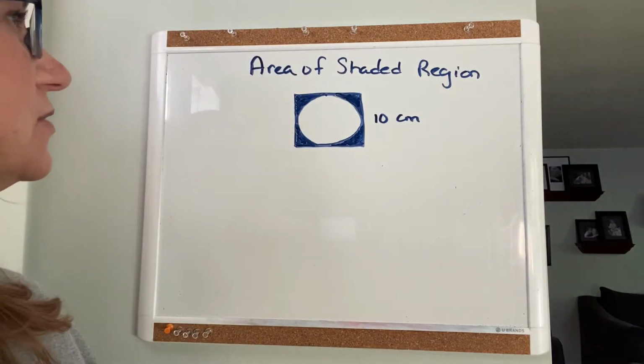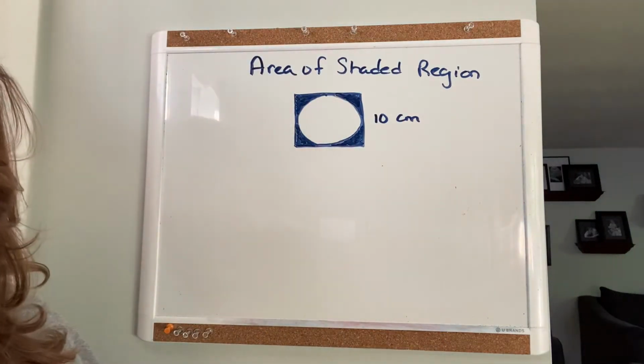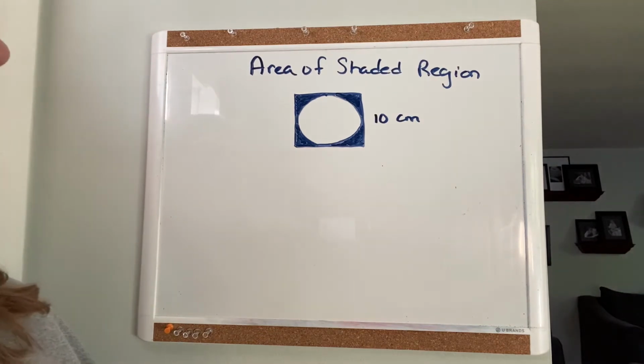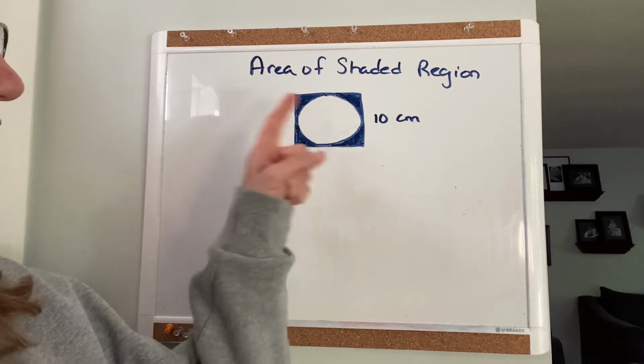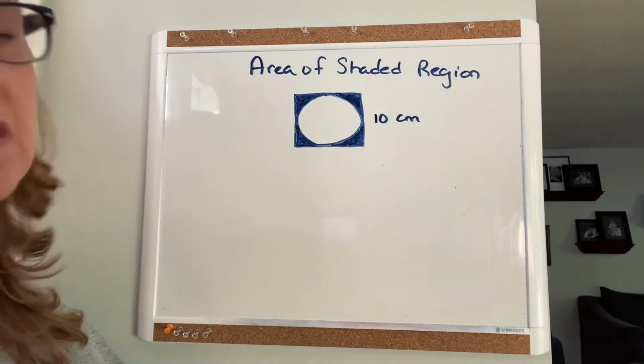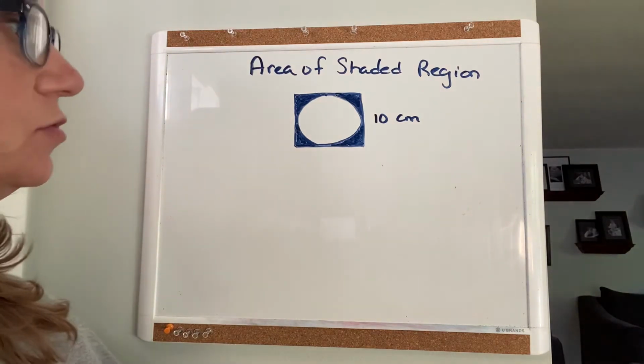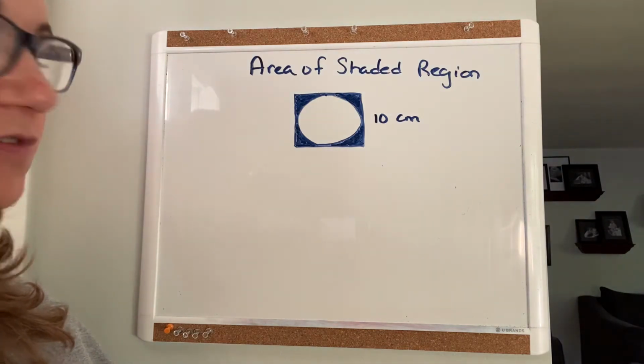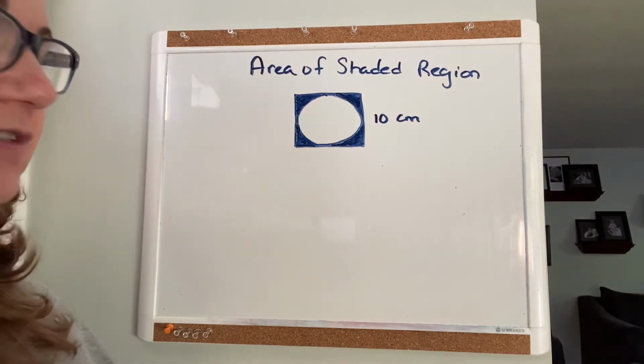All right, Math 10, we are doing area of shaded region this week. So if I gave you this problem, you have a circle inside of a square, and I want the area of the shaded region. I'm going to give you a rule that I need you to use for each problem, no matter what the figures are.